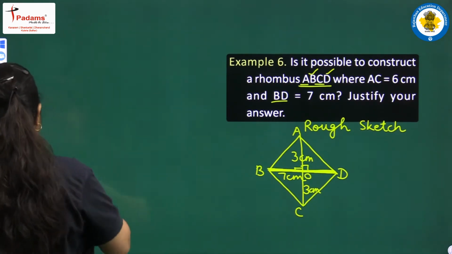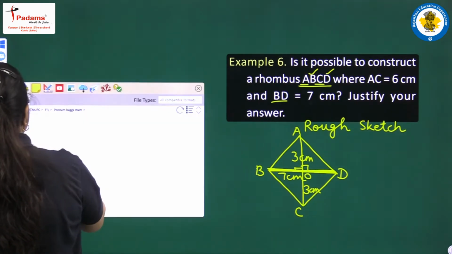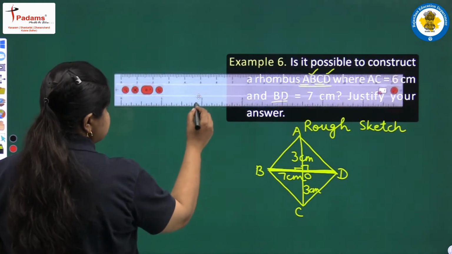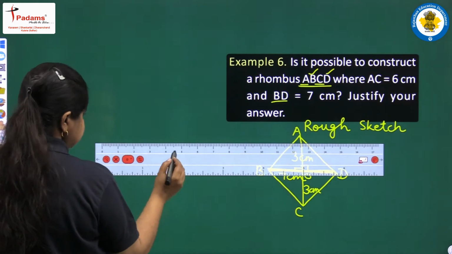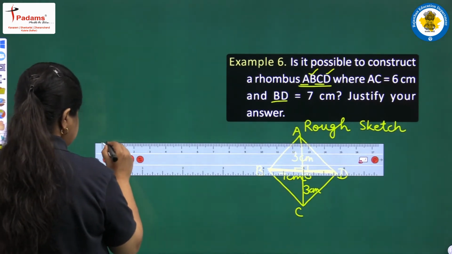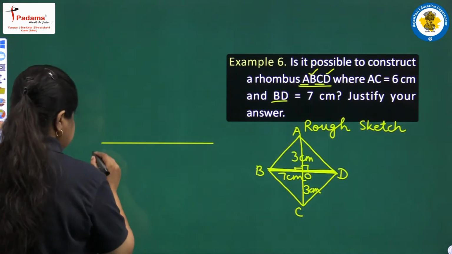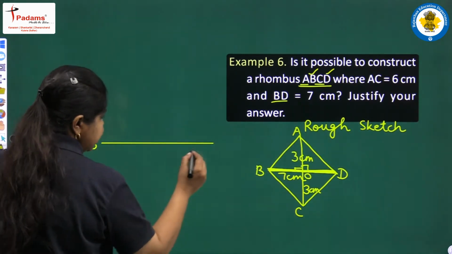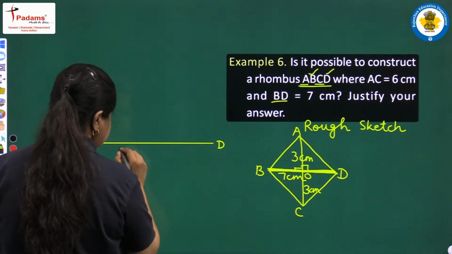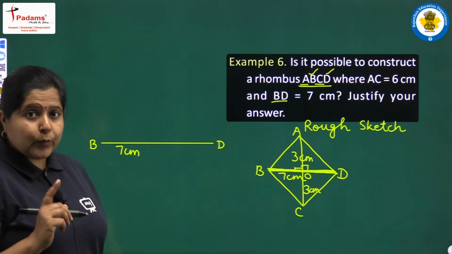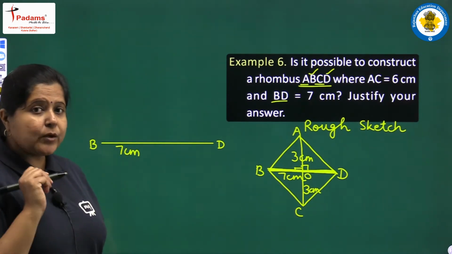Let us start the construction. First of all, we will draw BD of length 7 centimeter. Here we have this scale, and this is the line segment BD of 7 centimeter length. Okay, this is of length 7 centimeter. Now we need to construct its perpendicular bisector.